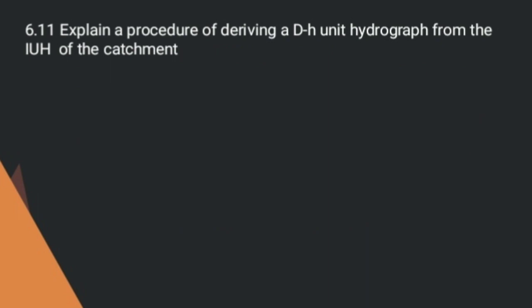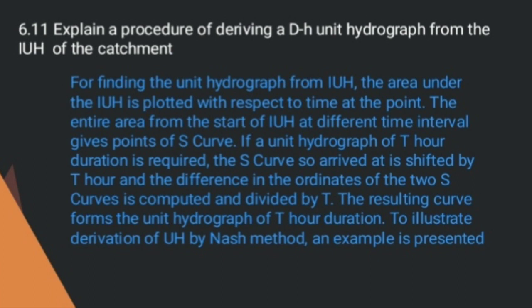6.11 Explain the procedure of deriving a DR unit hydrograph from the IUH of the catchment. For finding the unit hydrograph from the IUH, the area under the IUH is plotted with respect to time at the point. The entire area from the start of the IUH at different time intervals gives points of the S-curve.